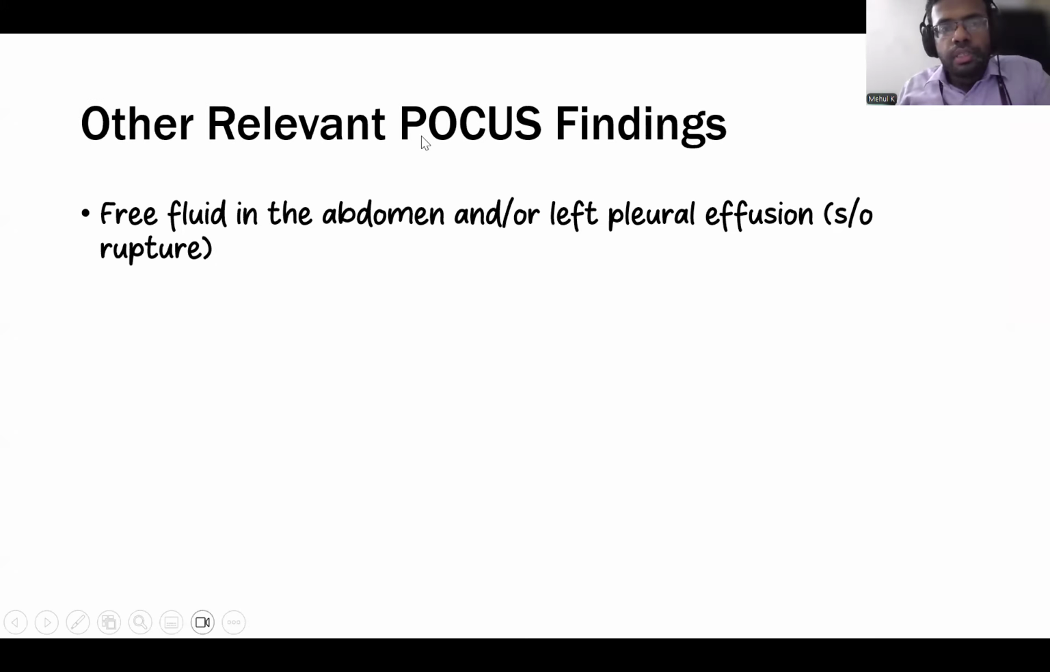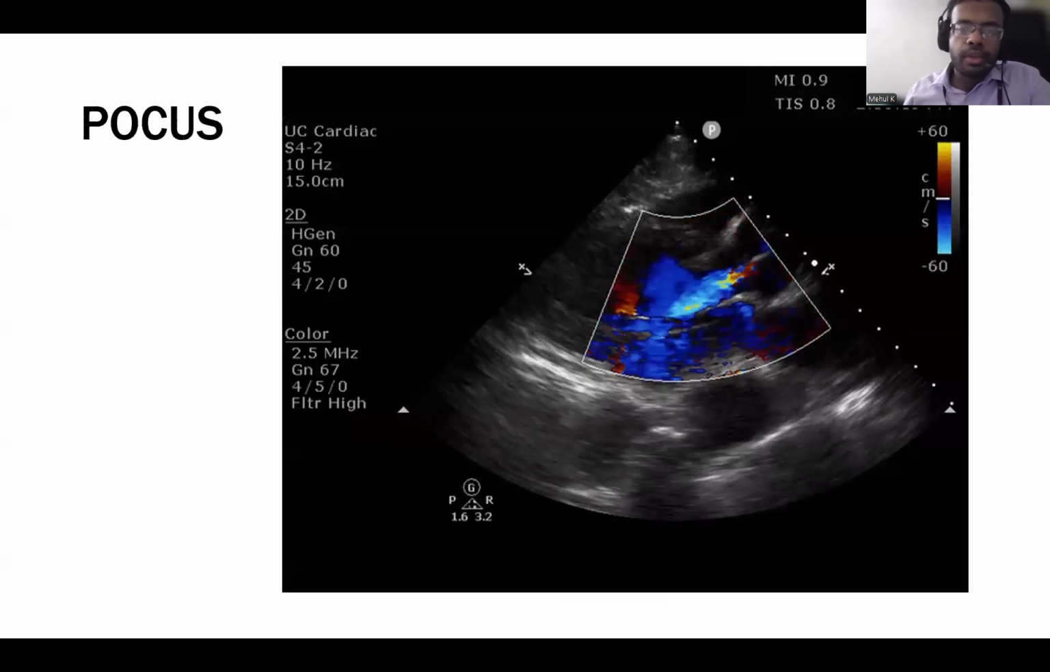Other findings on FOCUS that you can look for: one is fluid in the abdomen, that usually signifies some kind of rupture somewhere, and left sided pleural effusion. This can also be seen in rupture, and if that happens, generally the prognosis is very bad. That means it's going to be very difficult to control.